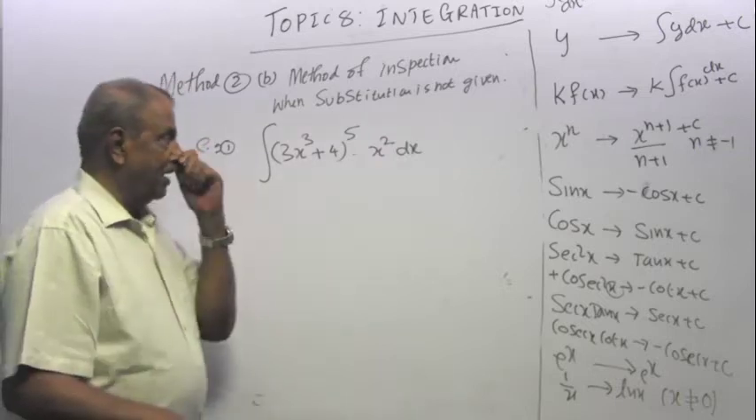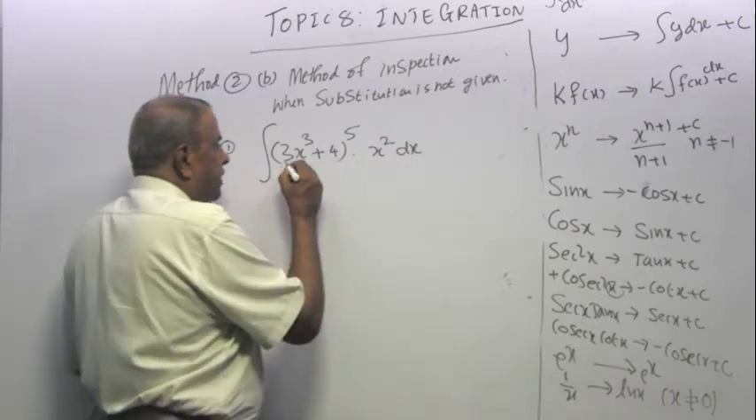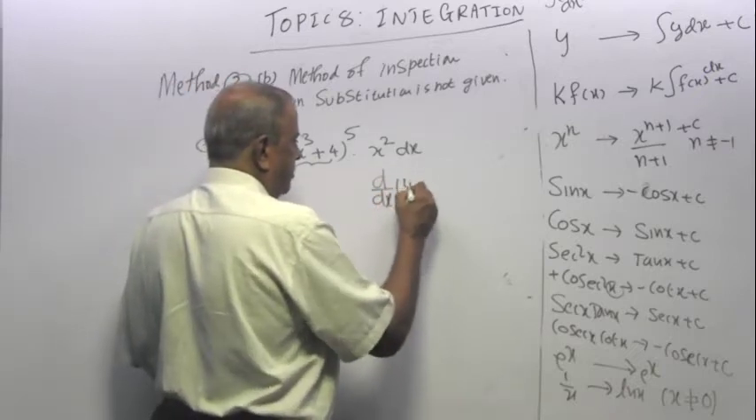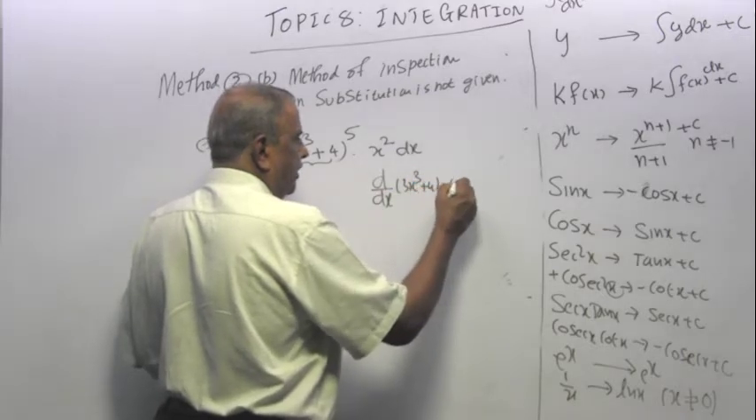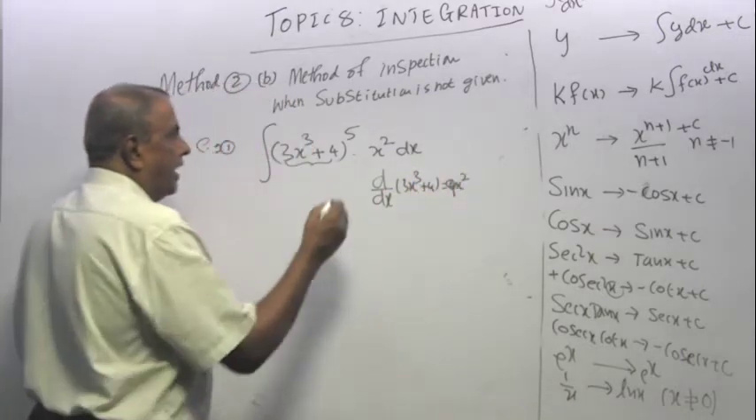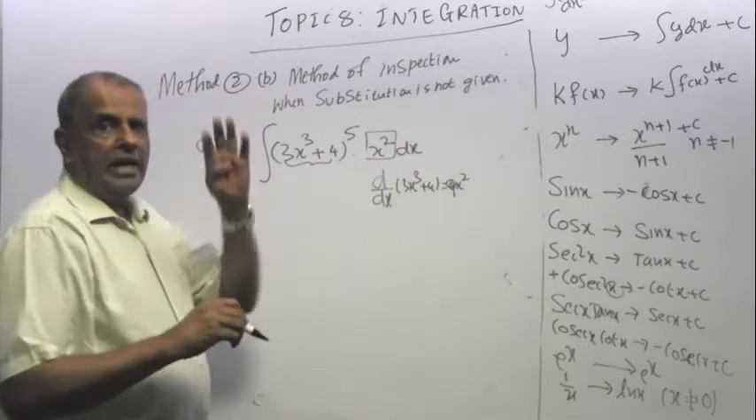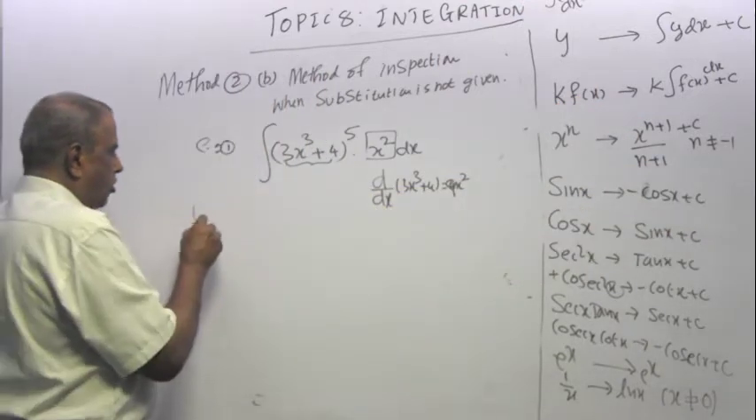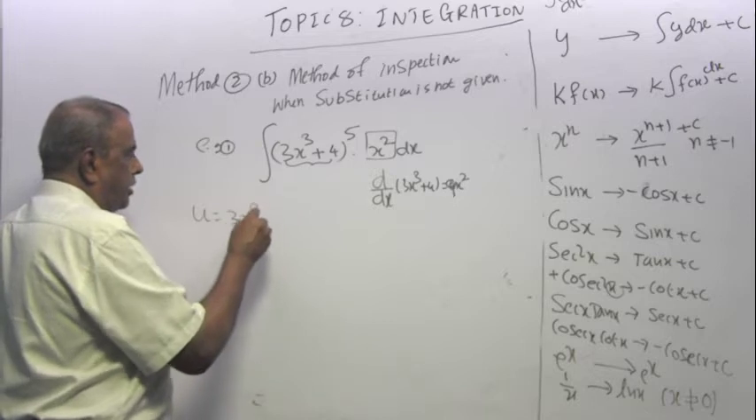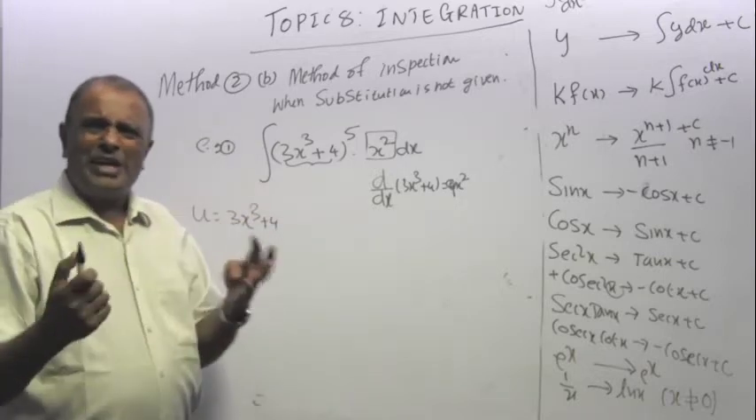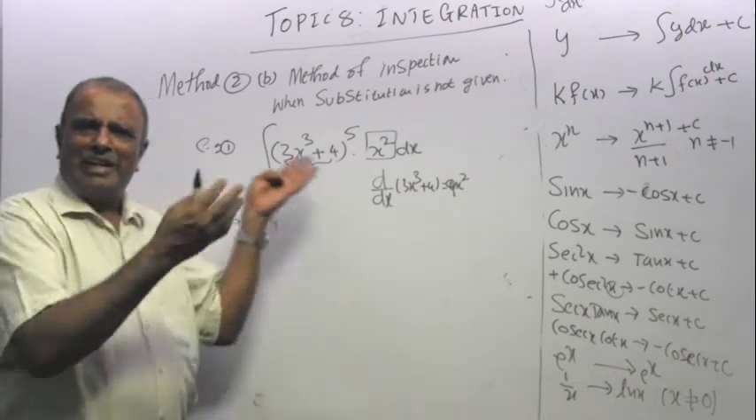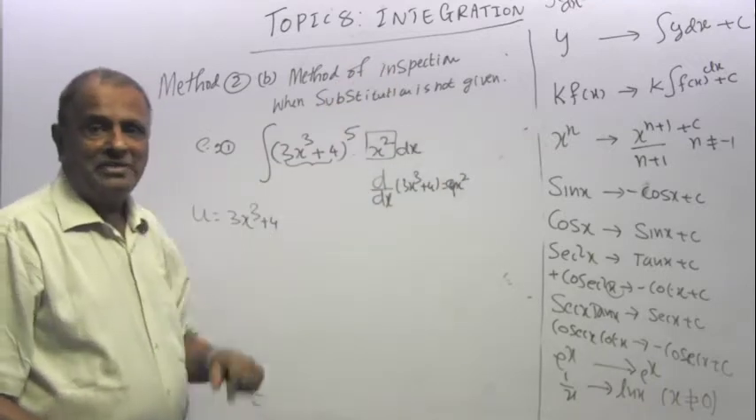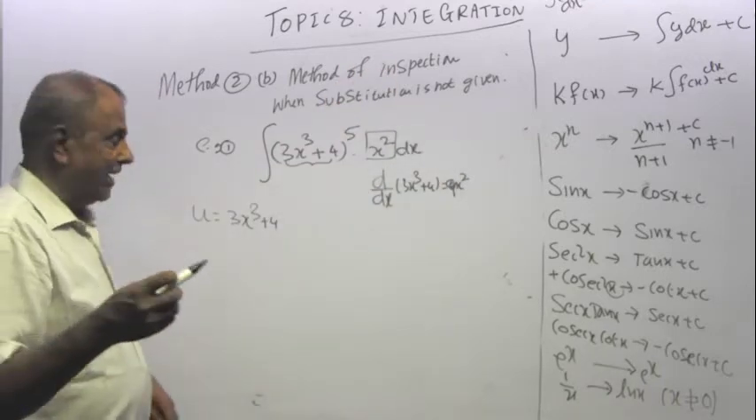whereas, when you differentiate 3x cubed plus 4, I get 9x squared, and I have an x squared, right? So I have a function and its derivative. So what's the method? Call the function u. Some of you are wondering, sir, why are you doing the same thing? Because unless I show you this method, you may not understand the logic behind inspection. Please bear with me. I know it's a bit boring.